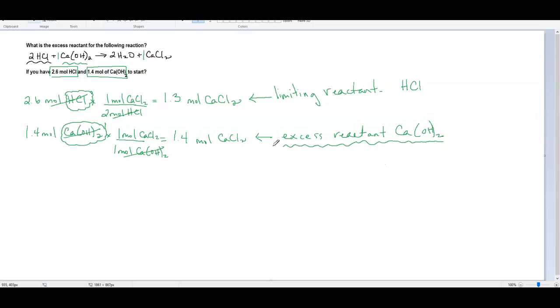So we're still talking about limiting reactants. We're just using that information so that we can then decide which will be the excess reactant. And it all comes down to figuring out how much product is created from each of the reactants on the reactant side of the equation. So I hope that helps clarify how you find a limiting reactant versus an excess reactant.